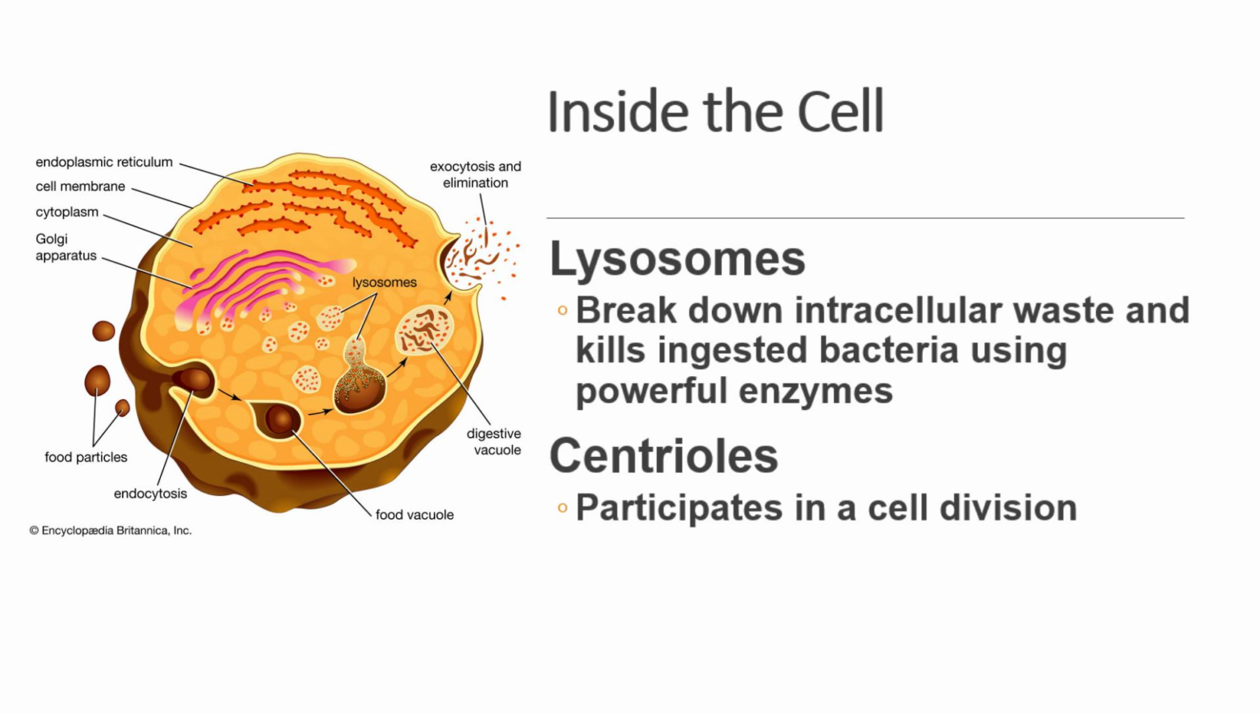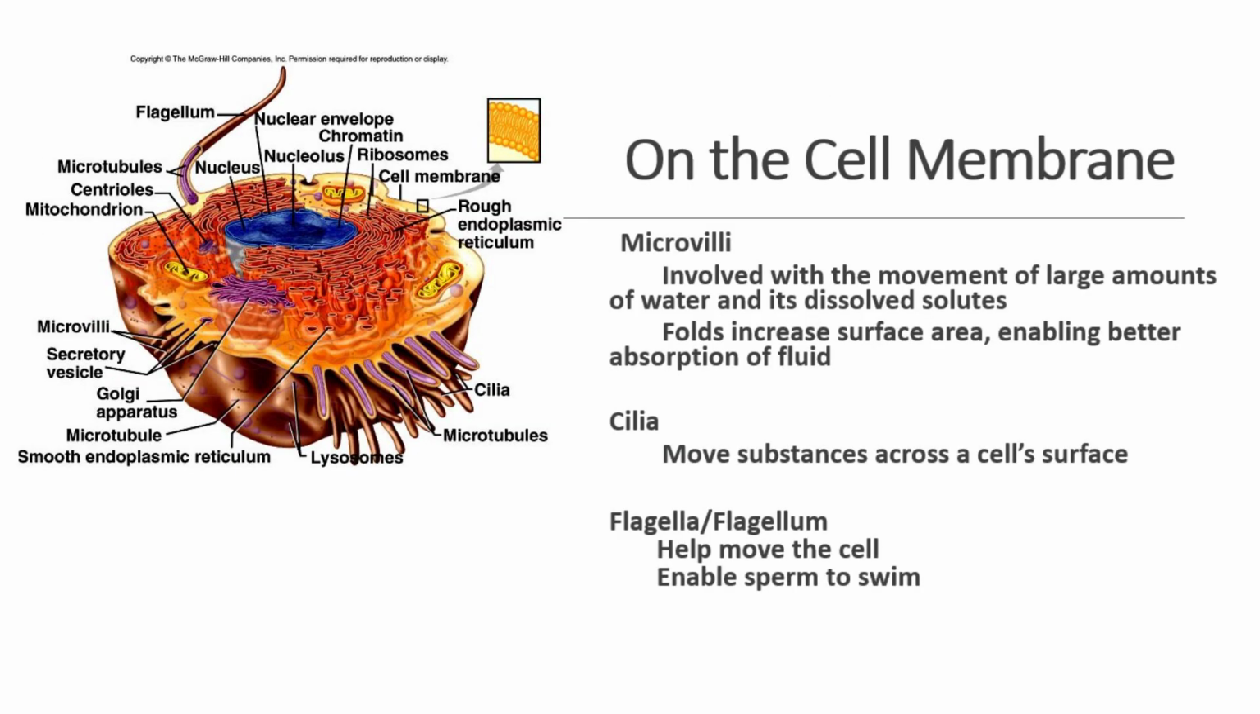Centrioles, key players in cell division when cells replicate, participate in the process that gives rise to two identical daughter cells. Moving on to the cell membrane. Microvilli increase surface area for better absorption. Cilia move substances across the surface of the membrane, and flagella enable cell movement, like a sperm swimming.